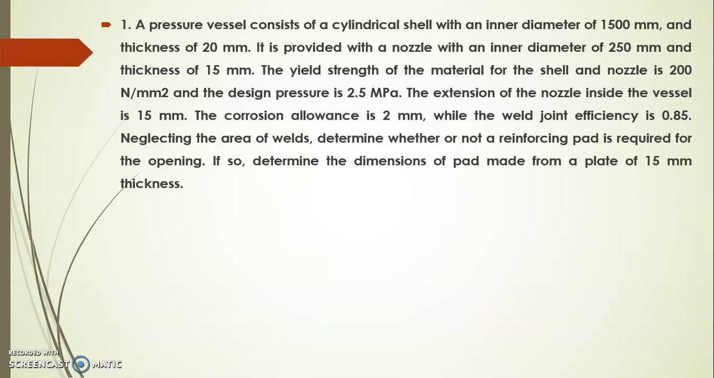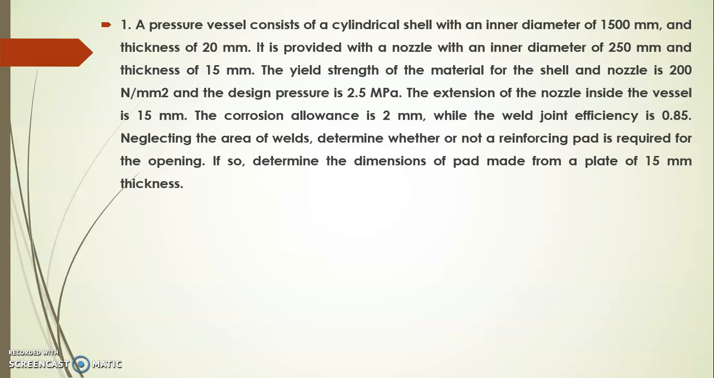A pressure vessel consists of a cylindrical shell with an inner diameter of 1500 mm and thickness of 20 mm. It is provided with a nozzle with an inner diameter of 250 mm and thickness of 15 mm. The yield strength of the material for the shell and nozzle is 200 Newton per mm square and the design pressure is 2.5 megapascal. The extension of the nozzle inside the vessel is 15 mm.